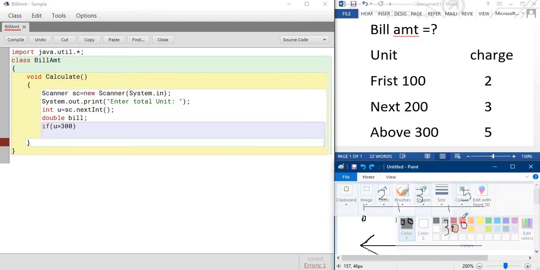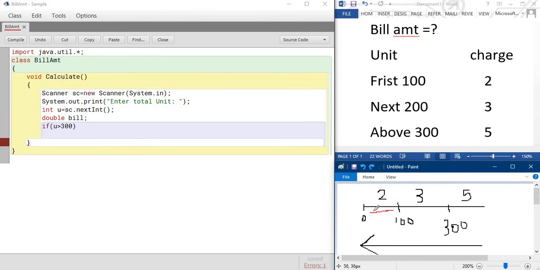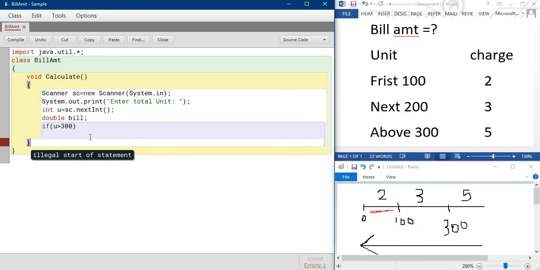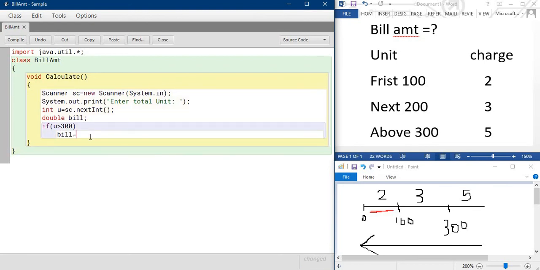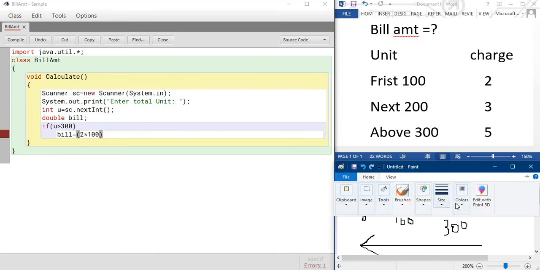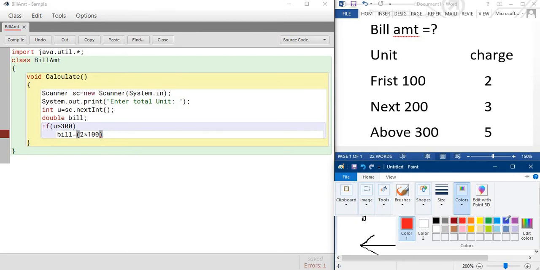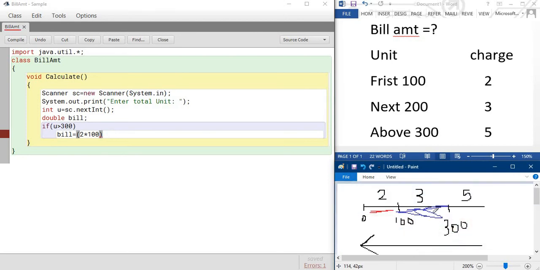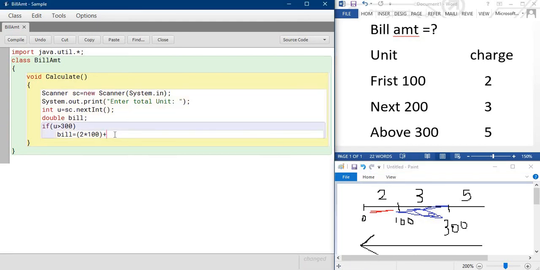So when you prepare these things, first I change the color so you can understand. For first 100 unit is rupees 2. So you write here bill is equal to 2 into 100, because first 100 unit rupees 2. After that, this next 200 unit rupees 3. So plus 3 into 200.